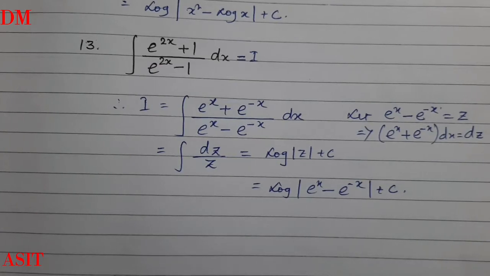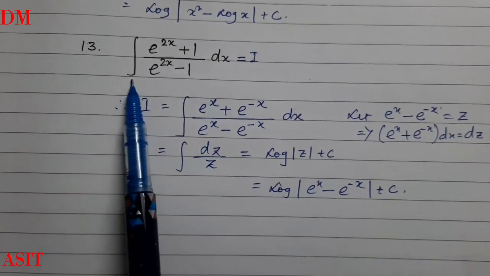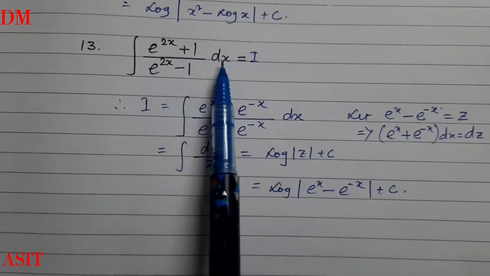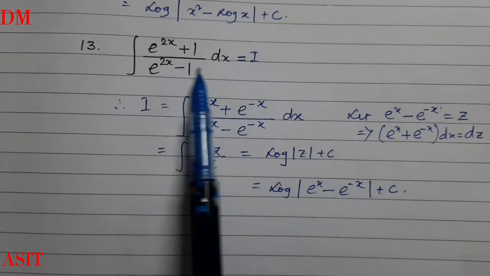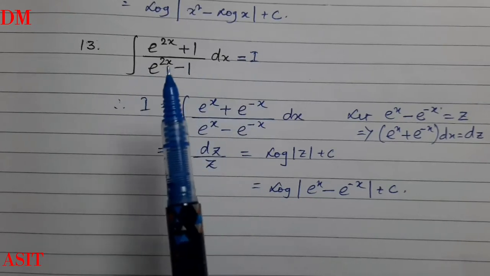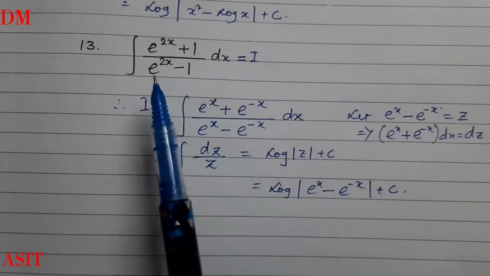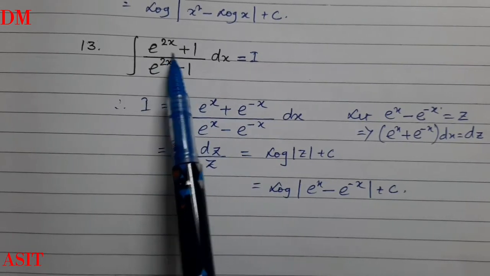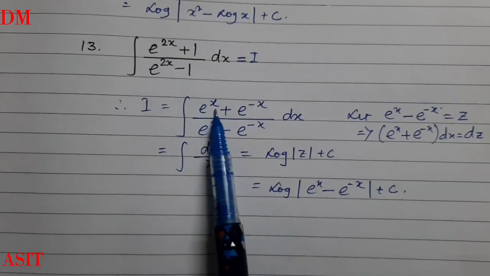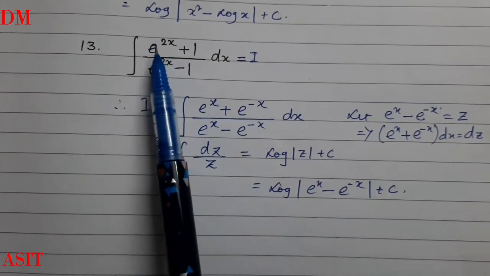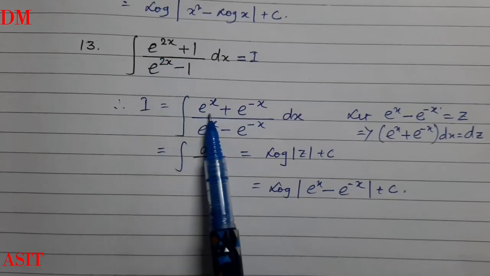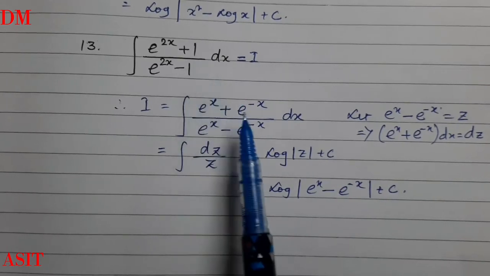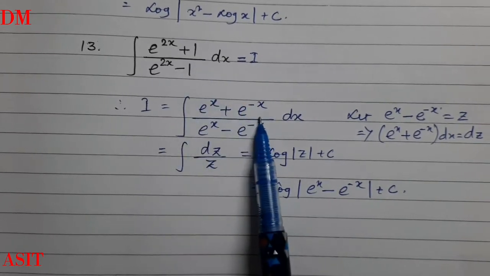Now let us see the 13th question, that is the integration of e to the power 2x plus 1 by e to the power 2x minus 1 dx. This integration is a little bit tricky, but not that difficult. Just see, if I divide by e to the power x in both numerator and denominator, then it will be like this: e to the power 2x by e to the power x is e to the power x plus, this will be e to the power minus x, because 1 by e to the power x.